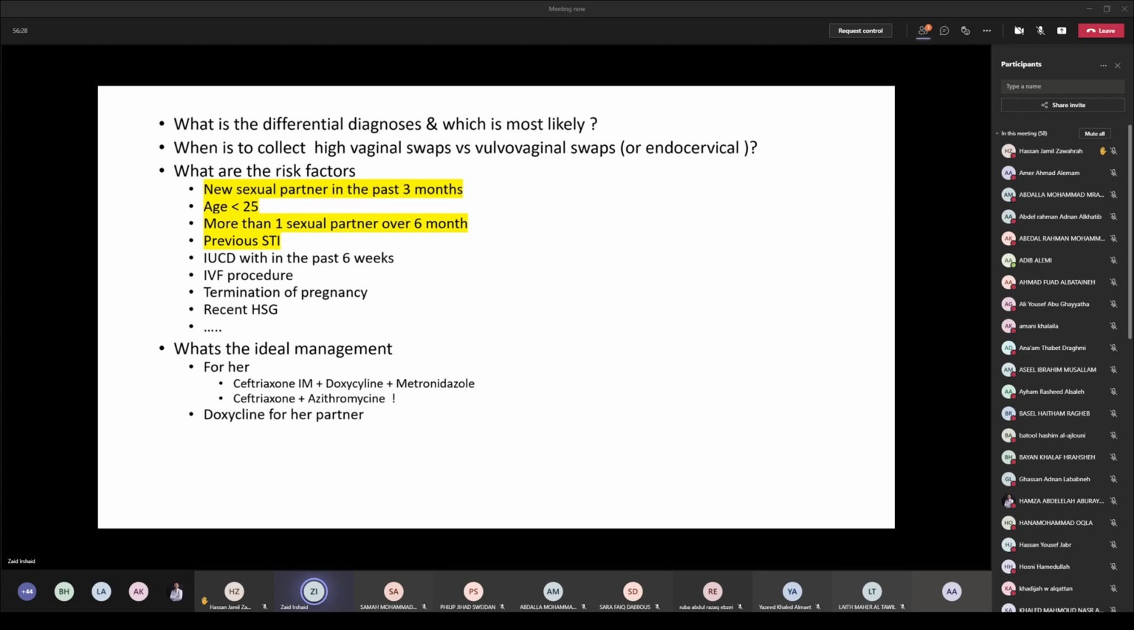But another more important aspect is abstinence. During our treatment, neither she nor her partner should be involved with any type of sexual intercourse. I'm saying any type. That means no vaginal, no anal, and no oral intercourse, even with barrier method, for the whole duration of treatment.